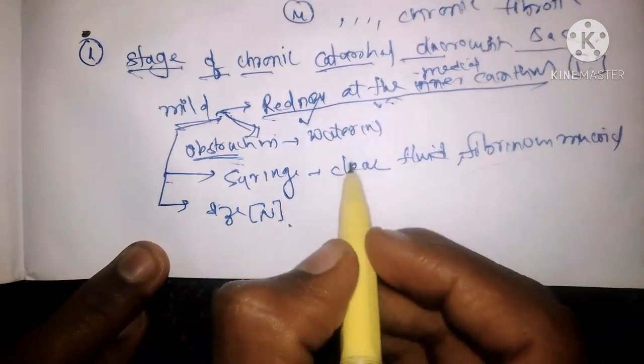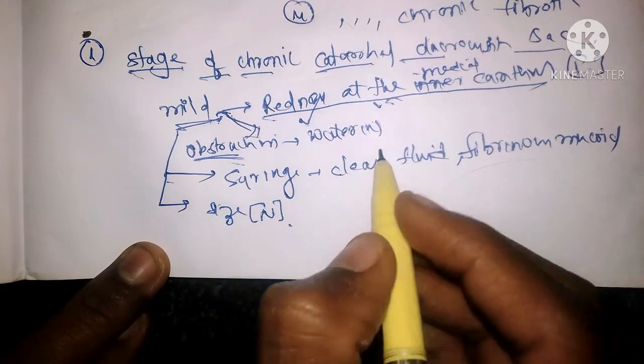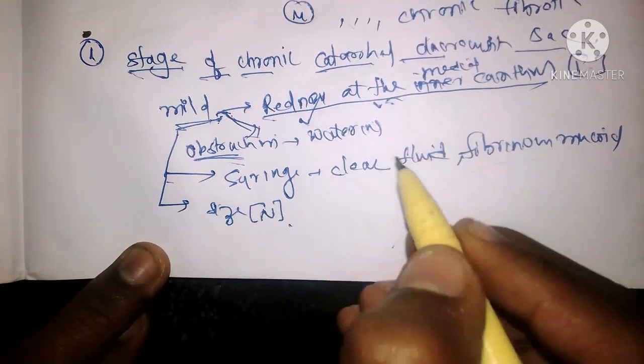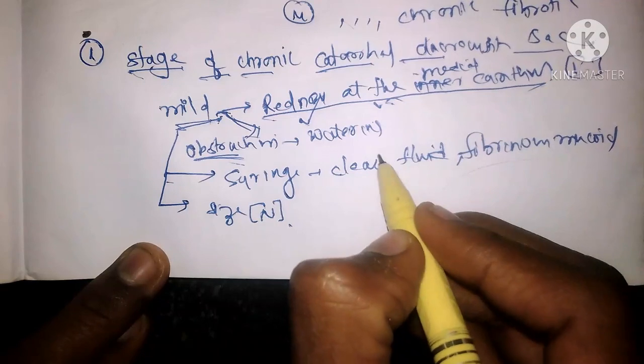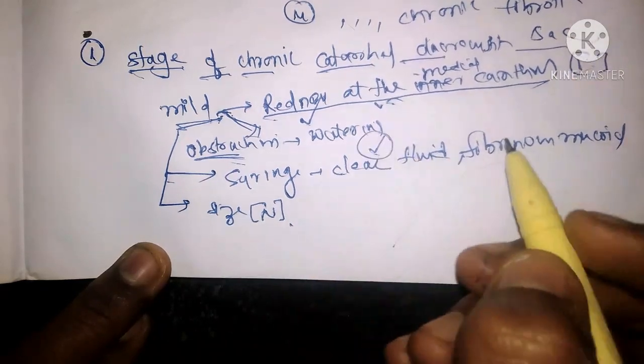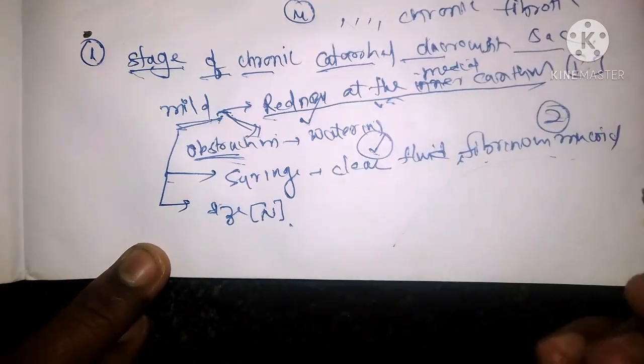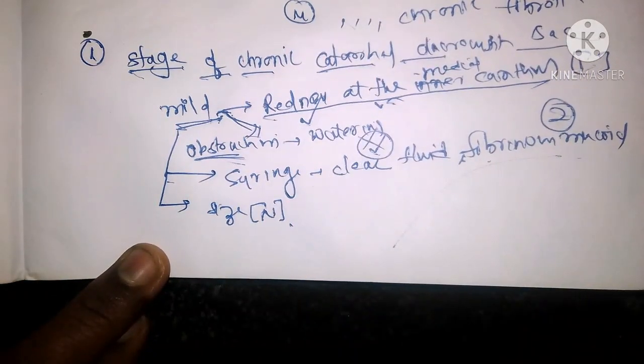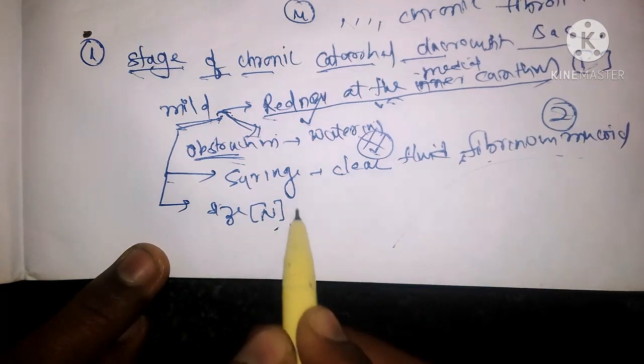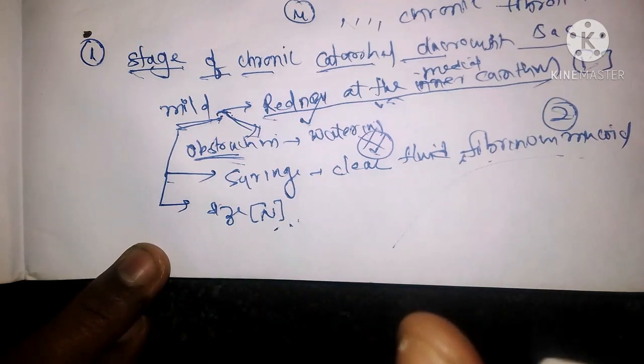Second one is when you syringe the sac, you will observe flow of clear fluid or fibrinous mucoid. This is the second finding. Remaining all things will be normal. The size will be normal size. Clear? These are 3 points that you have to remember in the first stage.